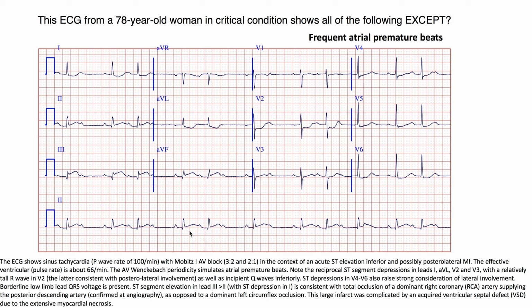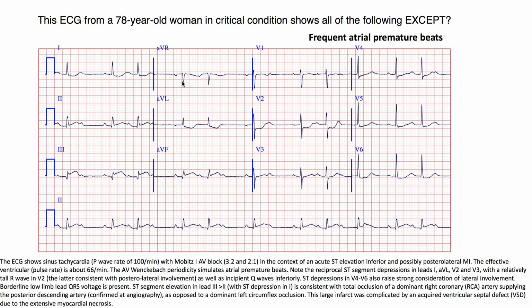Note the reciprocal ST segment depressions in leads 1, AVL, V2, and in V3, with a relatively tall R wave in V2, the latter consistent with the posterolateral involvement, as well as incipient Q waves inferiorly. ST depressions in V4 to V6 also raise strong consideration of lateral involvement.